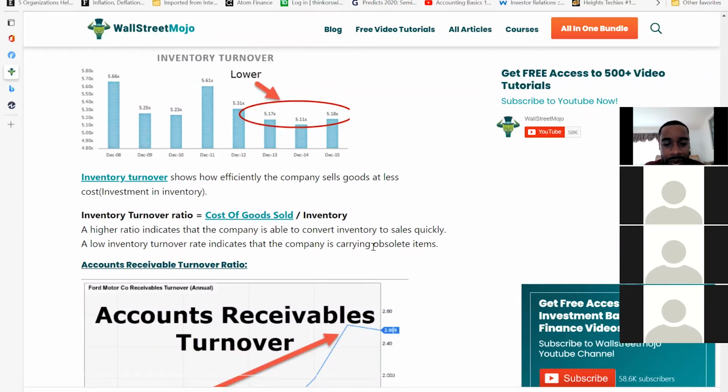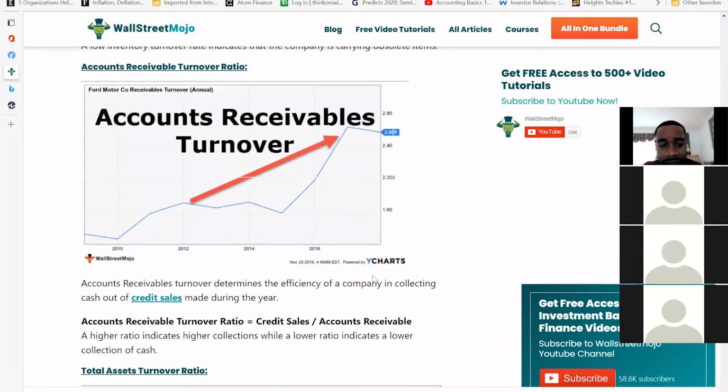I wouldn't say obsolete items. I guess you could look at it like that, but maybe we could just say that a lower inventory ratio means that the company has a harder time selling their goods for whatever reasons.